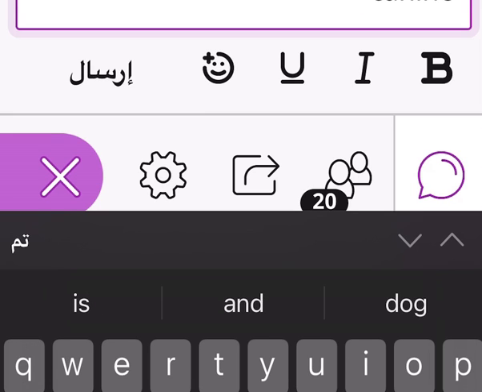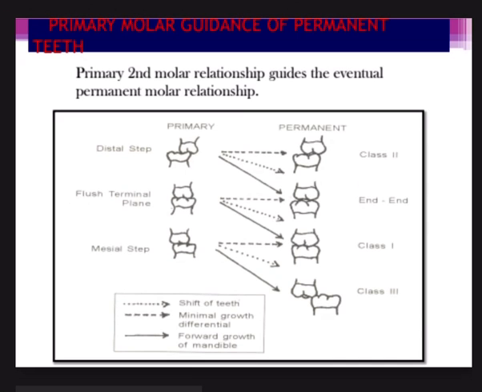Okay. So I told you, right? Yeah, very good. It is seen mesial to the maxillary canine and distal to the mandibular canine, the primate space. So this probability of flush being class 1, mesial being class 3, and distal being class 2 depends on various factors. If you look at the arrows, there is a shift of teeth. Shift of teeth means it is actually utilizing the primate spaces.